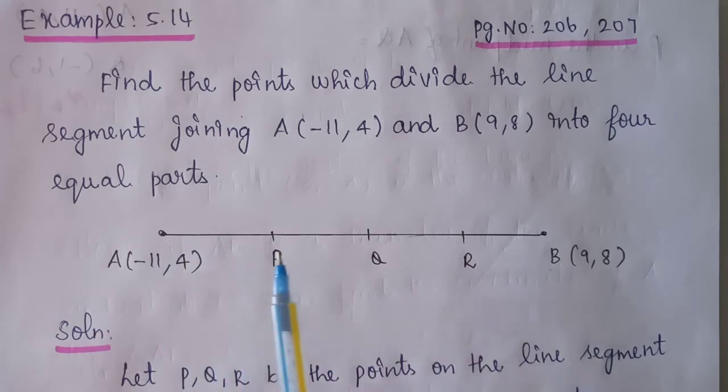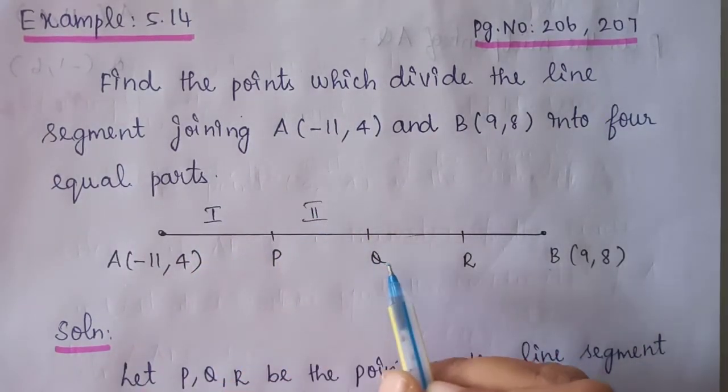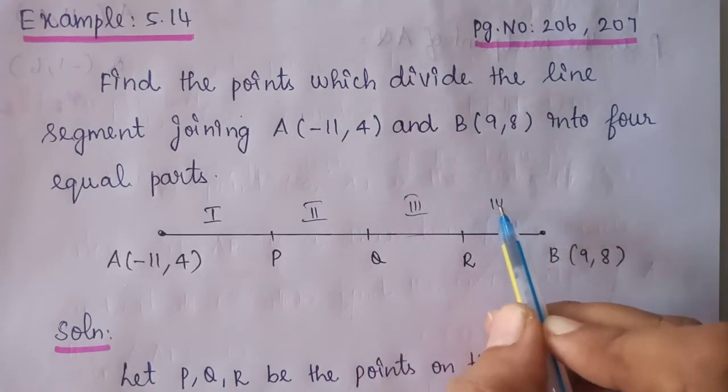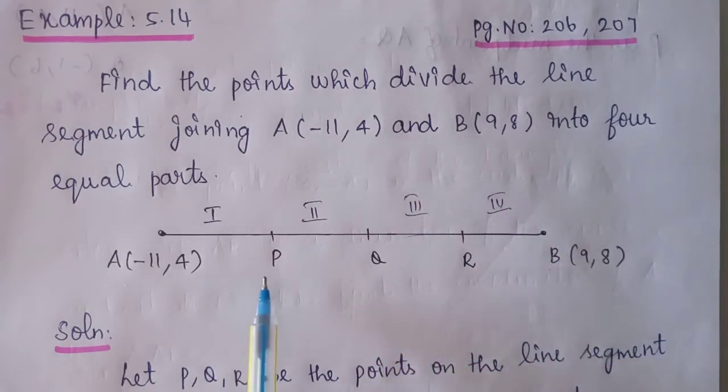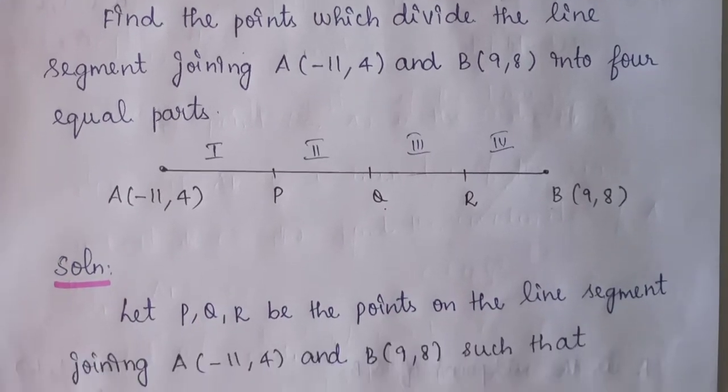So A to P is part 1 and P to Q is part 2. Q to R is part 3. Finally R to B is part 4. So you have to find the coordinates of P, Q and R. Very simple. Here we are just going to use the midpoint formula. So let us see the solution.